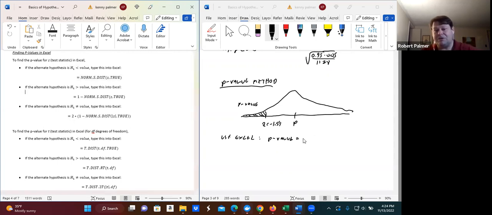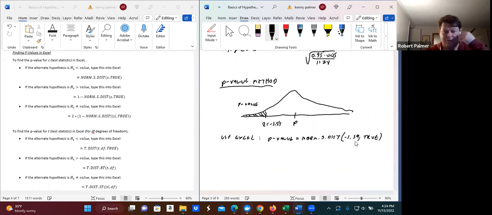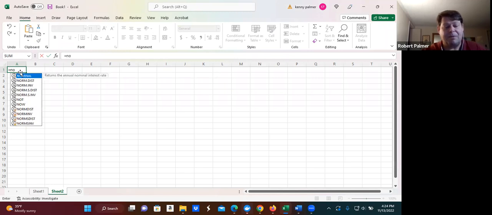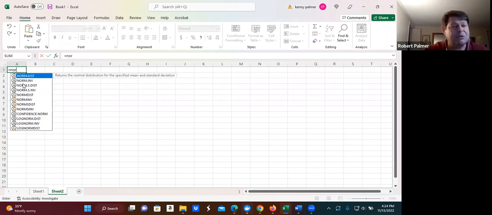So when we plug into Excel, make sure you use the equal sign, then NORM.S.DIST. That means the standard normal distribution. Then our z-score, or test statistic, which is negative 1.54. Then we use the word TRUE, and that indicates we want a cumulative distribution. So let's go to Excel and do that. Once again, type in here. Make sure you always use the equal sign. Then as you start to type, you get the different options. So make sure you choose the right one.